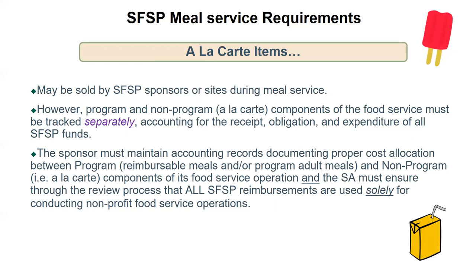So we do make note that program and non-program, which would be a la carte components of the food service, must be tracked separately, accounting separately for receipt, obligation, and expenditure of all SFSP funds. And the sponsor must maintain accounting records documenting proper cost allocation between program, which is reimbursable meals and or program adult meals, and non-program components such as a la carte of its food service operation. And the state agency must ensure through the review process that all SFSP reimbursements are used solely for conducting nonprofit food service operations.